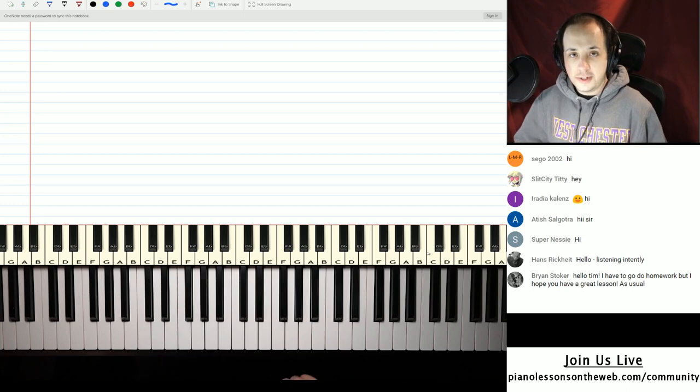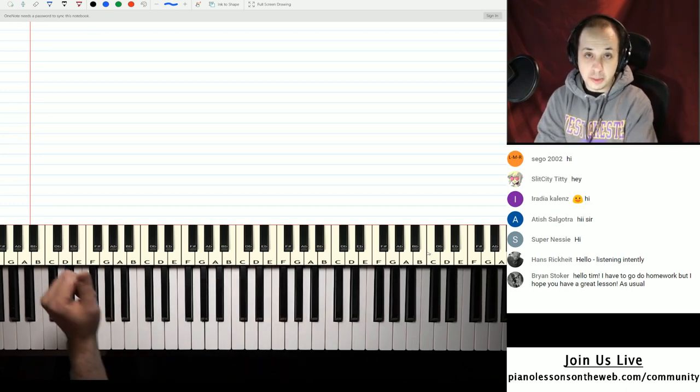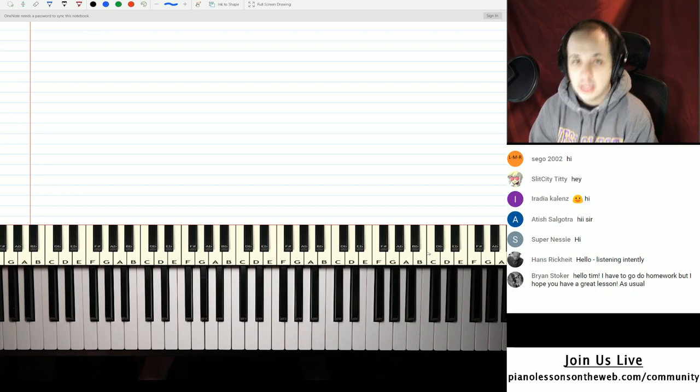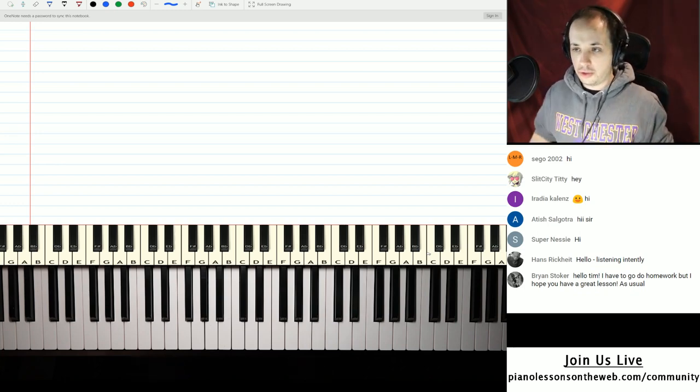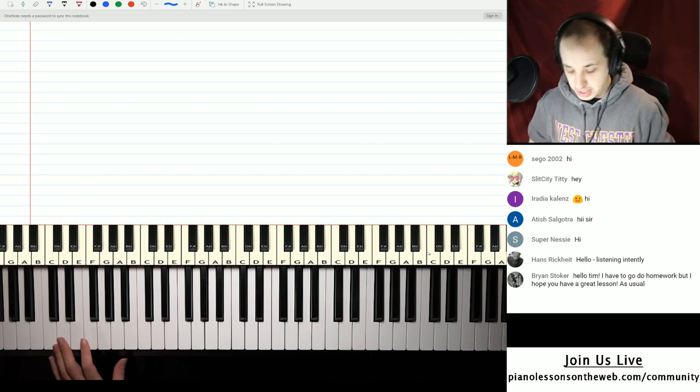So here's the first thing: you want to, first of all, be comfortable at the piano. You don't want to be too comfortable though. You really don't want to be slouching. Slouching is bad. But you don't want to be sitting up so straight that you feel like all your back muscles are tense and your shoulders are tense. You shouldn't be tense at all, but you should be sitting up straight.